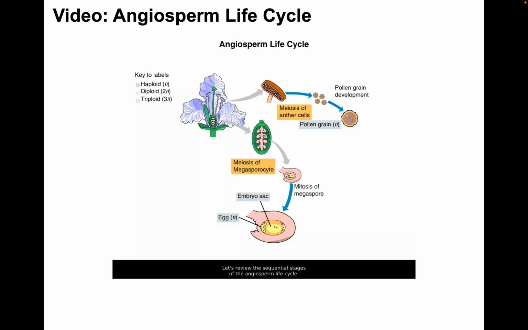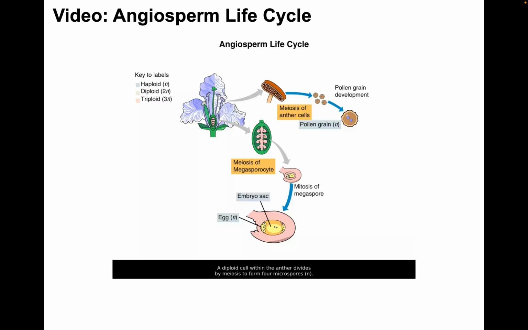Let's review the sequential stages of the angiosperm life cycle. The process that occurs in the ovary, which initiates the development of female gametophytes, is the division of a megasporocyte by meiosis. Inside an ovule, the megasporocyte, 2N, undergoes meiosis to form 4 cells, but only one of these cells survives as the megaspore, N. The nucleus of the megaspore divides by mitosis 3 times, resulting in one large cell with 8 haploid nuclei. Membranes then grow between these nuclei to form a multicellular structure called the embryo sac, which is the female gametophyte. The large egg cell is located at one end of the embryo sac.